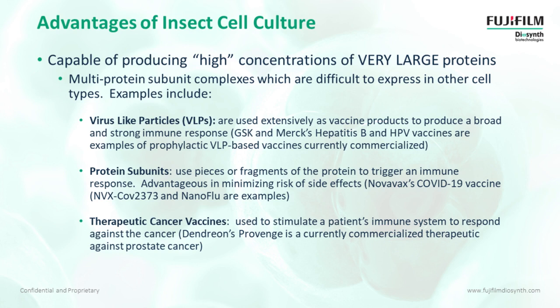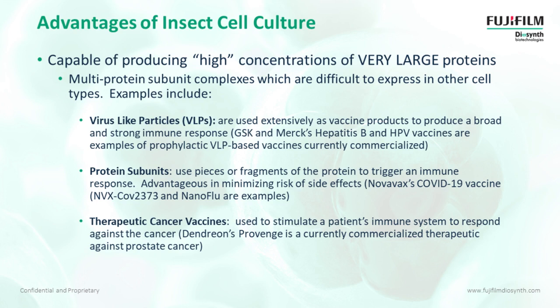Some of the advantages of insect cell culture is that they are capable of producing very high concentrations of very large proteins. And I have high in quotations just because from a very CHO-centric world, high concentrations is very different than what a lot of the CHO industry is used to, where we're looking at 5 to 10 grams per liter. Typically with insect cell culture, we're looking somewhere between 5 and 10 mgs per liter if we're lucky. But then again, with those processes and that sort of thing, you don't need as much material to go into your product or into your system.